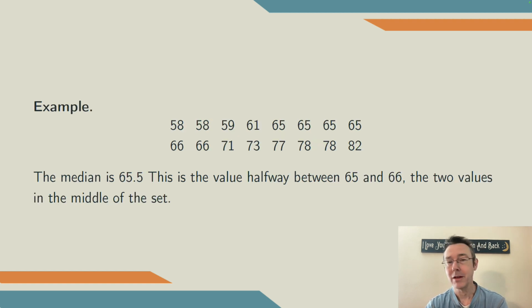Looking at that same data that we looked at a moment ago for the mean, we have them ordered here. We have an even number of values. The median is going to be halfway between the two values in the middle, 65 and 66. So the median is 65.5.